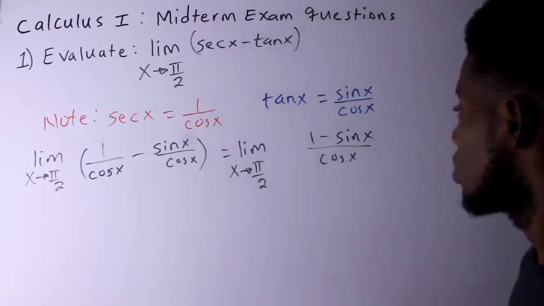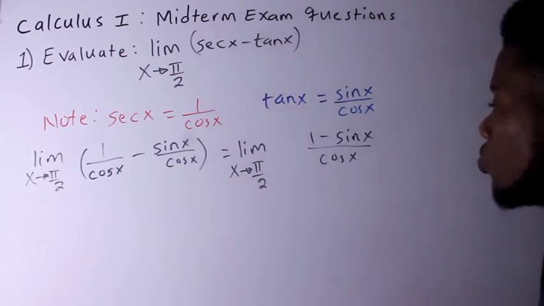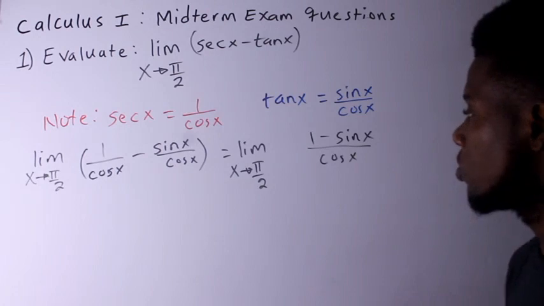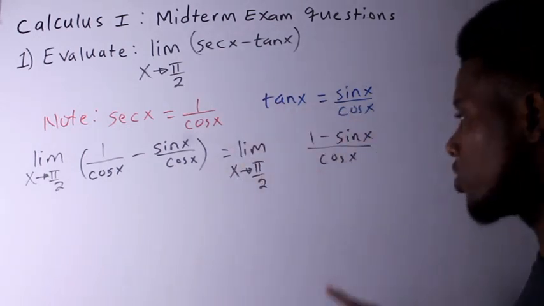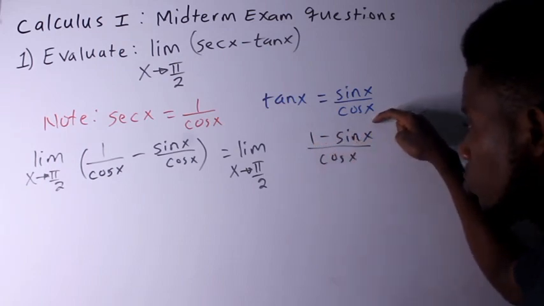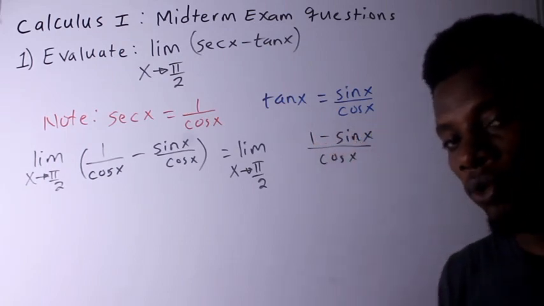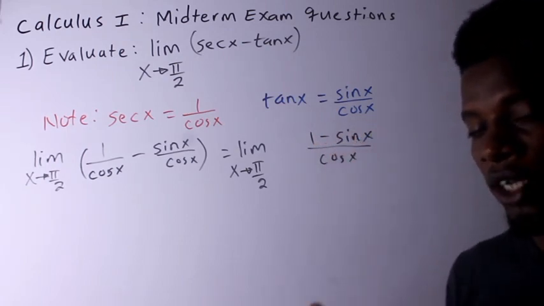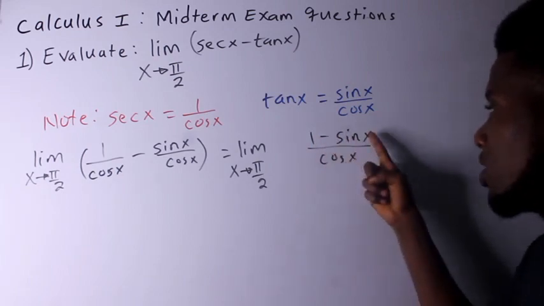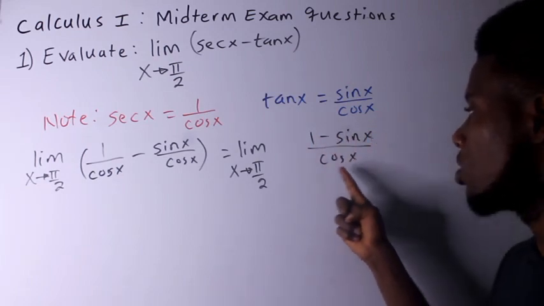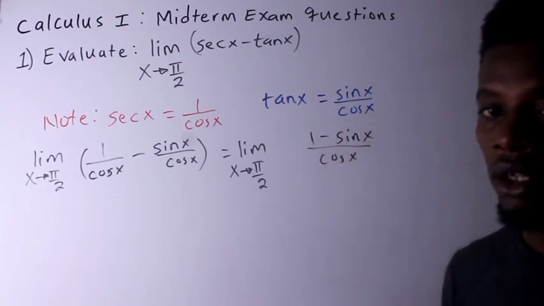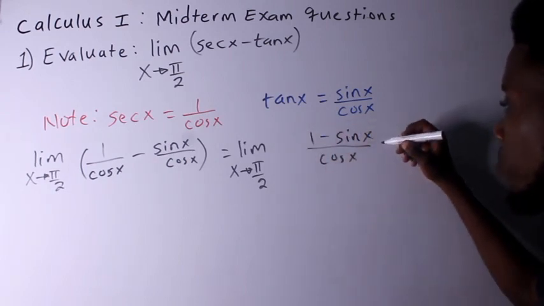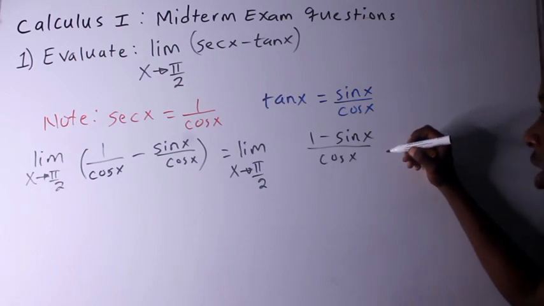Great. Now, once we do this, we can see if we can do direct substitution. But if we do direct substitution, we have 1 minus sine pi by 2. Remember, sine of pi by 2 is 1 because pi by 2 is 90 degrees. So sine 90 is 1, and then cos 90 is 0. So you have 1 minus 1 over 0. Because that is undefined, we'll go ahead and rationalize.